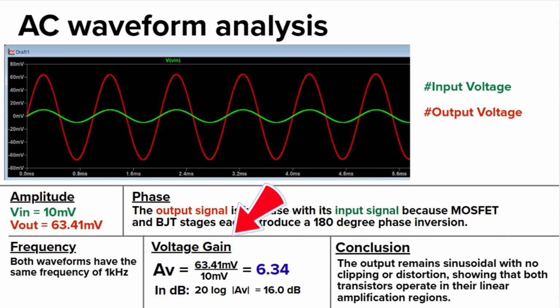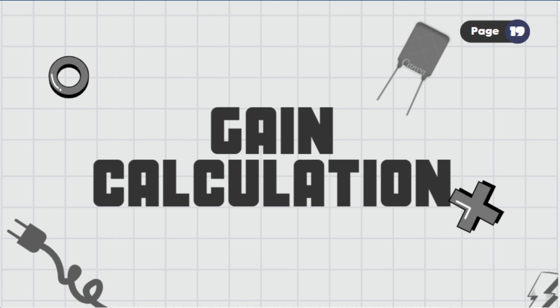Using the amplitude values, the voltage gain is calculated as Vout over Vin. So we get a voltage gain of 6.34, which is 16 dB. In short, the output remains sinusoidal with no visible clipping or distortion, showing that both transistors are operating in their amplification region. I will be explaining the AC voltage gain calculations for our multi-stage amplifier.